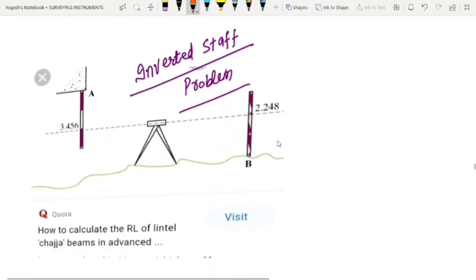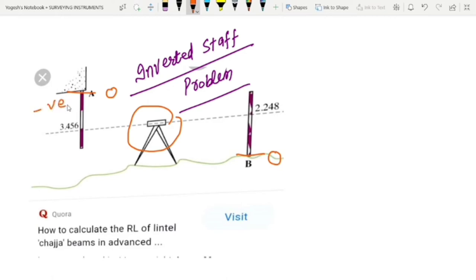This is the inverted staff problem. This is our instrument position. This is a straight staff having the zero reading at the bottom, and this is the staff having zero reading at the top. So here negative readings are graduated, here positive readings are increased.